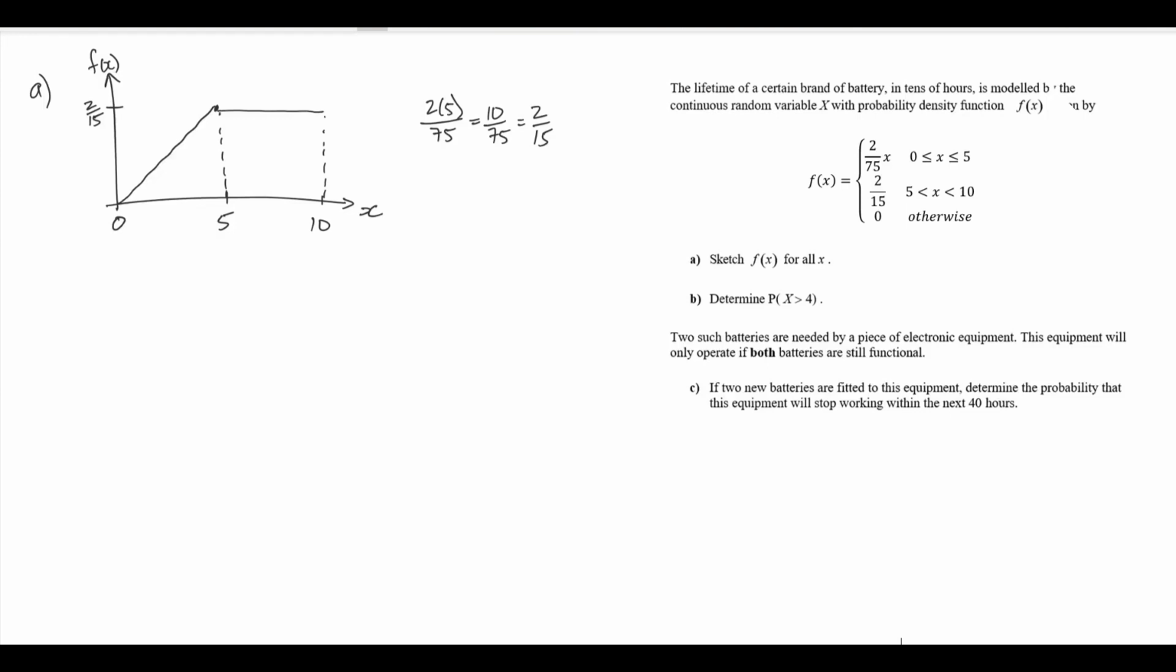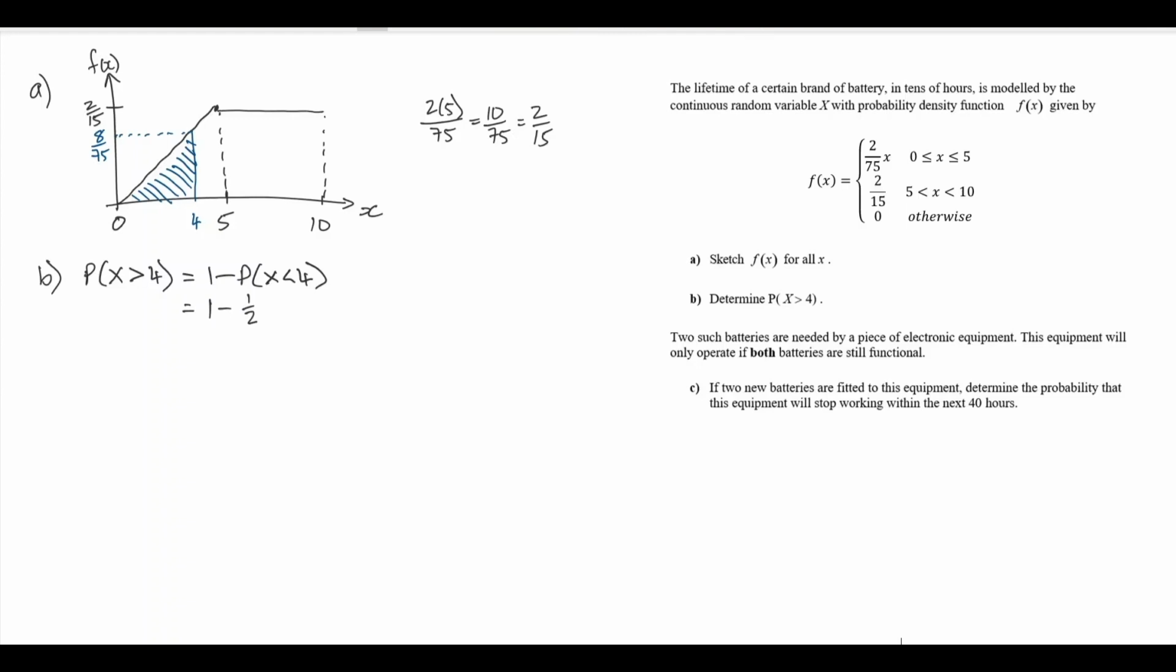Okay, next we're asked to determine the probability that x is greater than 4. So the probability that x is greater than 4 is actually going to be 1 minus the probability x is less than 4. Let's see that on the diagram. 4 would be here, and we basically have a triangle. The area here will be quite straightforward to find. We know the base, we don't know the height at the moment. To find that height, we'll substitute 4 into the function. So 8 over 75 is the height.